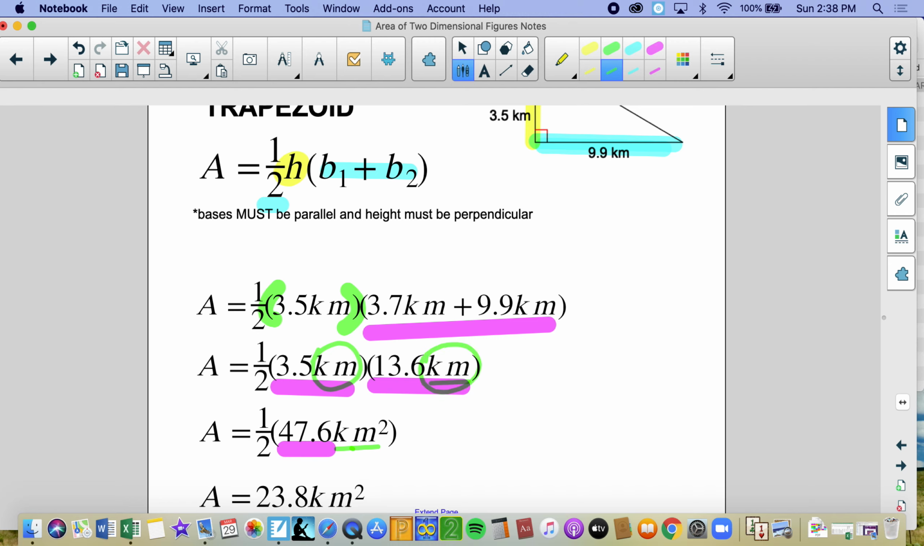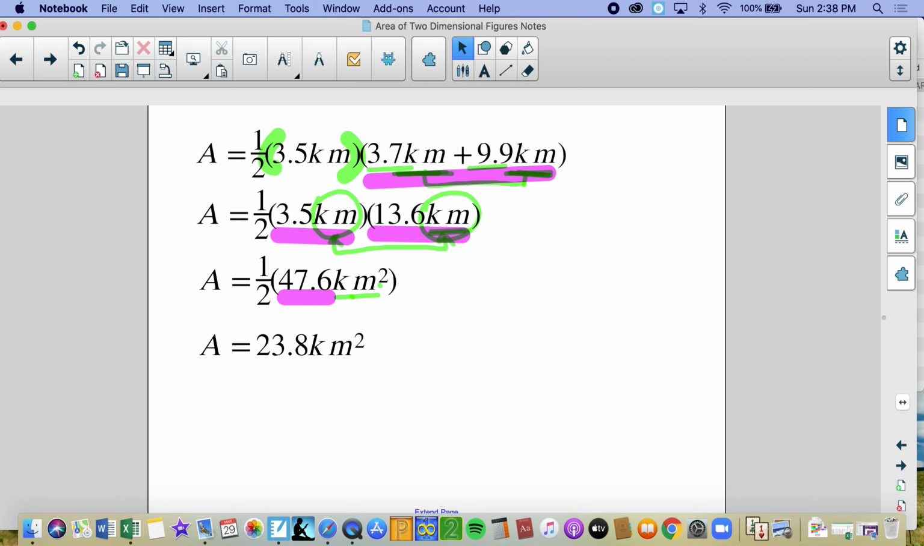Notice we didn't get kilometers squared when we added. When we add, we're just combining their coefficients, so we're just combining like terms. We combine their coefficients and keep the unit. But in this one, we're multiplying, so it's going to give us that squared value. And then we have to take half of 47.6 kilometers squared, and half of 47.6 gives us 23.8 kilometers squared.